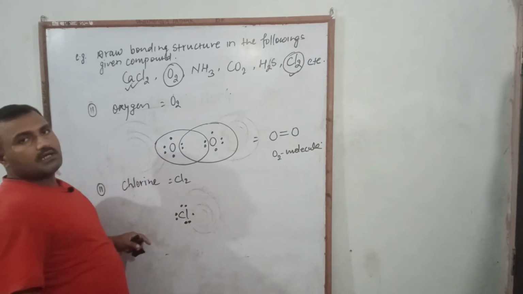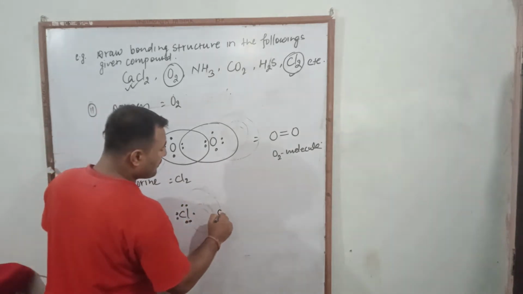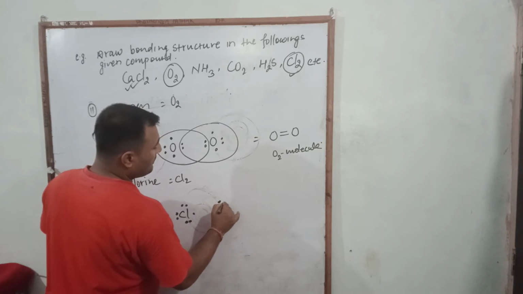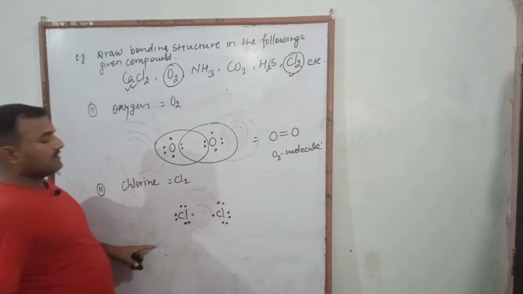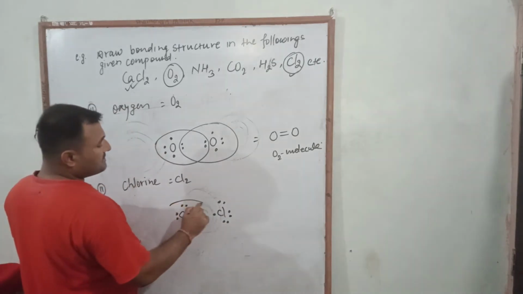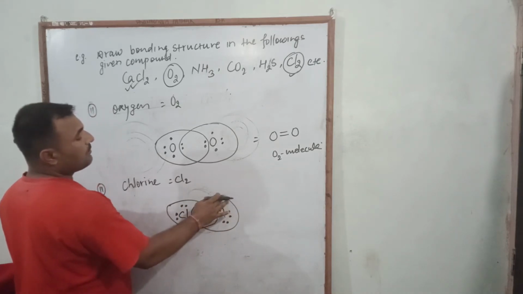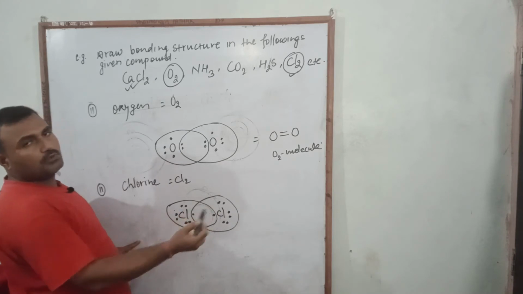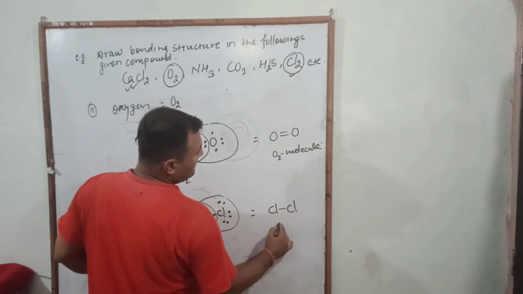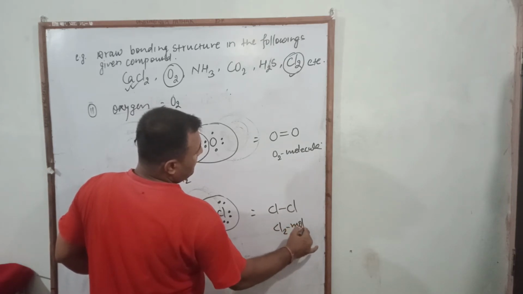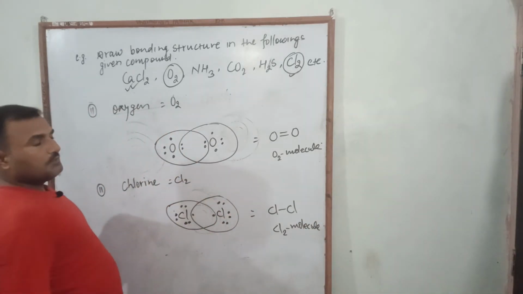In chlorine, the outermost shell contains 7 electrons. It needs 1 more electron to complete its octet. Here we draw 7 valence electrons in both chlorine atoms. When both share 1 electron, or 1 pair of electrons is shared between the chlorine atoms, the octet of both chlorine atoms gets fulfilled, and it forms Cl and Cl, that is called the Cl2 molecule. In this way, a covalent bond is formed in the chlorine molecule.